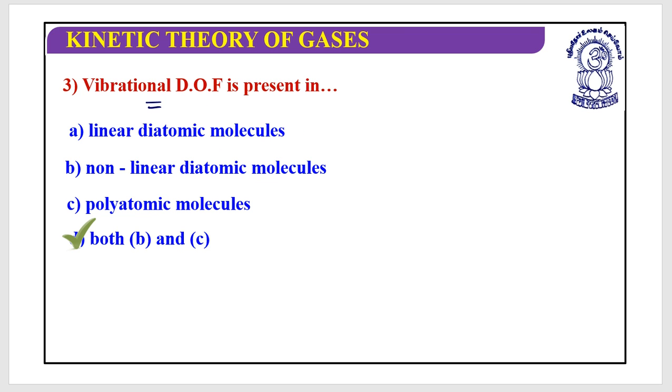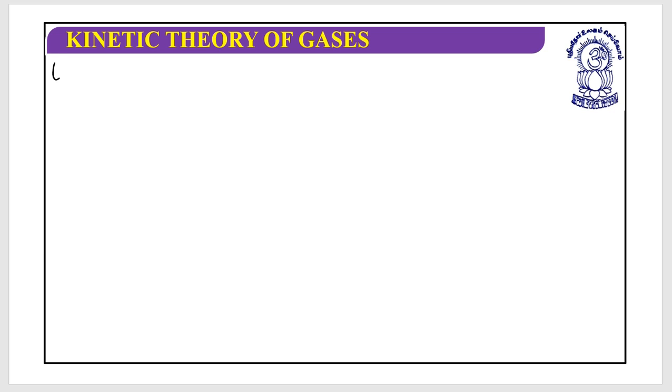Next, is a vibrational degree of freedom present in a linear diatomic molecule? No. In a non-linear diatomic molecule? Yes, at higher temperature. In polyatomic? Yes. So both B and C. I hope this is clear. Do you have any doubts up till now? No? So let's work through the questions.